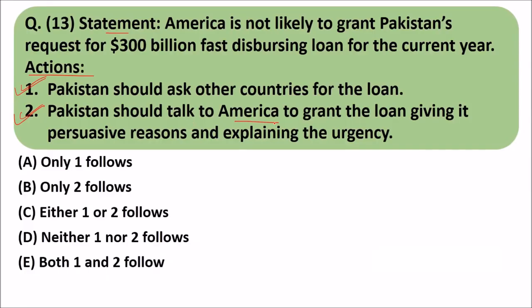Now if America gives the loan, then Pakistan does not need to ask other countries for the loan, and if other countries give the loan, then Pakistan need not ask America for the loan. So either one or two, Pakistan can choose any option. Pakistan can choose this option or this option. So either one or two follows, okay. Both 1 and 2 follow. It's not necessary that Pakistan starts working on both the fronts, okay. It can either take loan from here or it can take loan from here. It doesn't want double loan, so it can go either this way or this way. So the answer is either 1 or 2 follows.